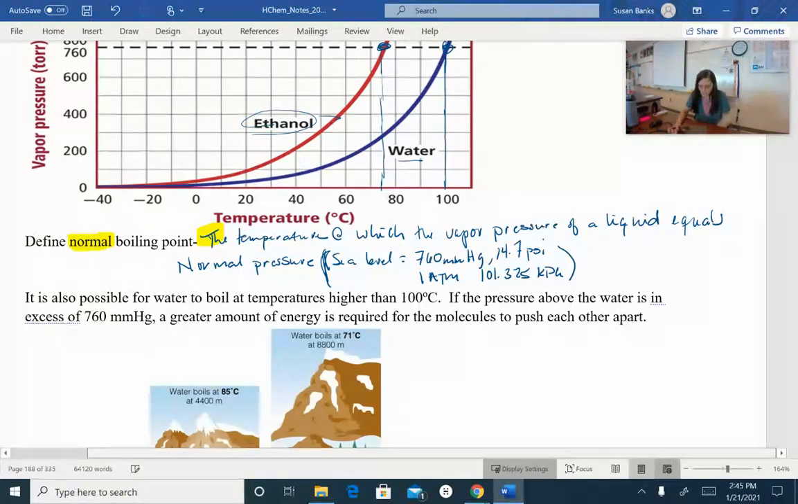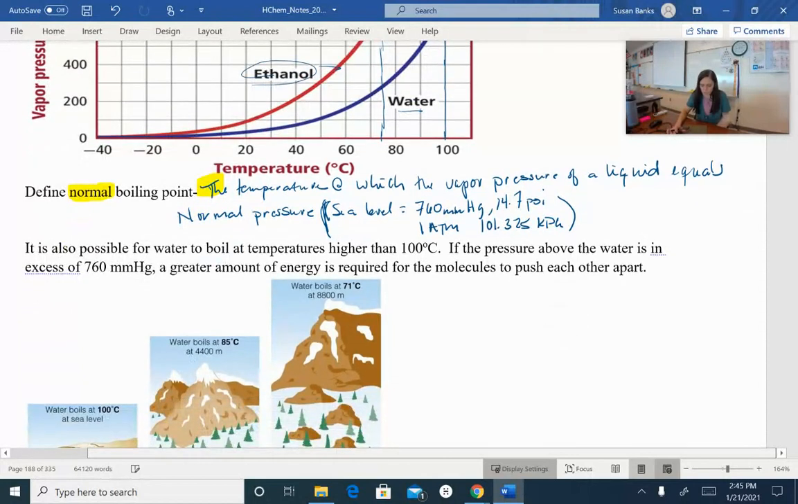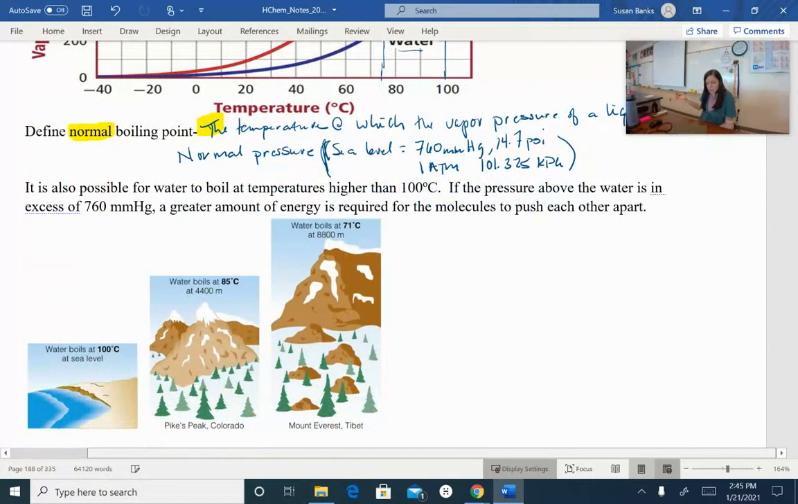Okay? It's also possible for water to boil at temperatures higher than 100 degrees. If I put a ton of pressure over that water, that vapor pressure is going to have to be even higher to match the atmospheric pressure. So if the pressure above the water is greater than 760 millimeters of mercury, a greater amount of energy is required for that vapor pressure to push those molecules apart and let them escape.